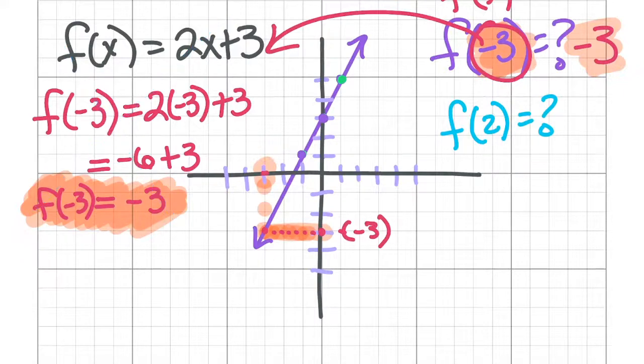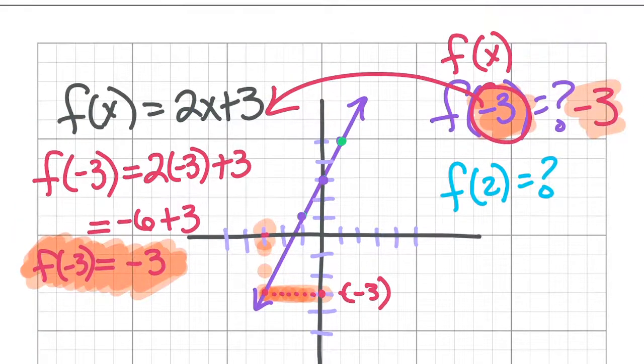Instead, let's look at the graph. Remember, when we say f of 2, we're saying 2 is x. So let's go to 2 on the x-axis, which is right here. And then let's go up on the y-axis until we bump into the line. Okay? So here, let me get this highlighter here. Boop. This is where it bumps into that graph.